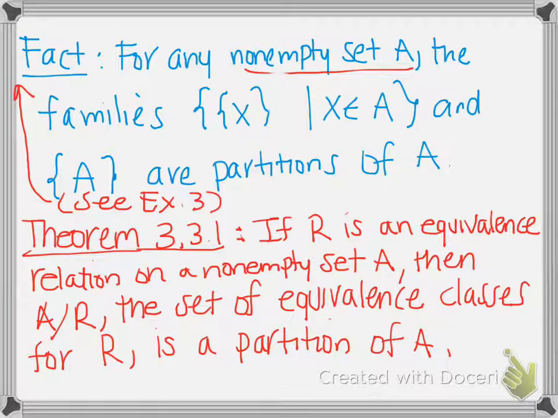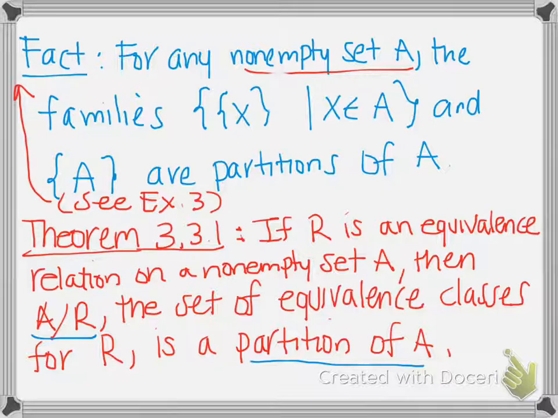Now this next theorem, theorem 3.31, is one that's useful to us. So this says if R is an equivalence relation on a non-empty set A, and you all know what an equivalence relation is, what properties it holds, then A mod R, the set of equivalence classes, remember that's the set of the equivalence classes for R, that is a partition of A. So this is what I was talking about from that definition. You might remember in terms of equivalence classes, they are either equal or disjoint.